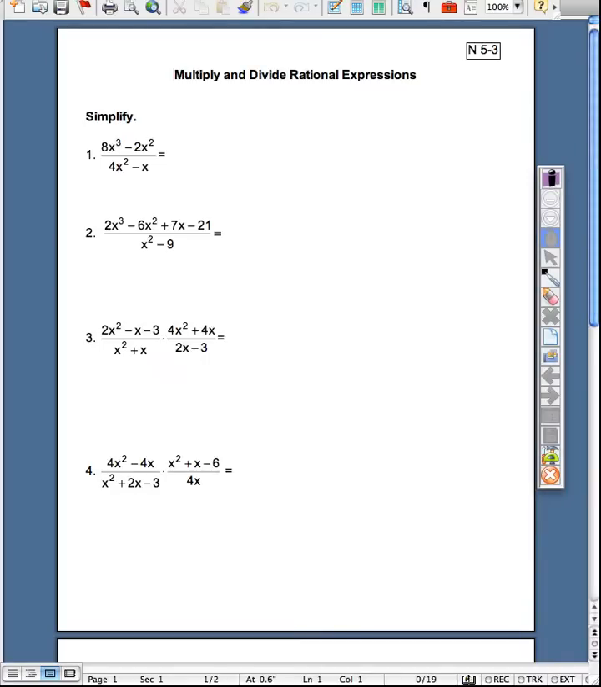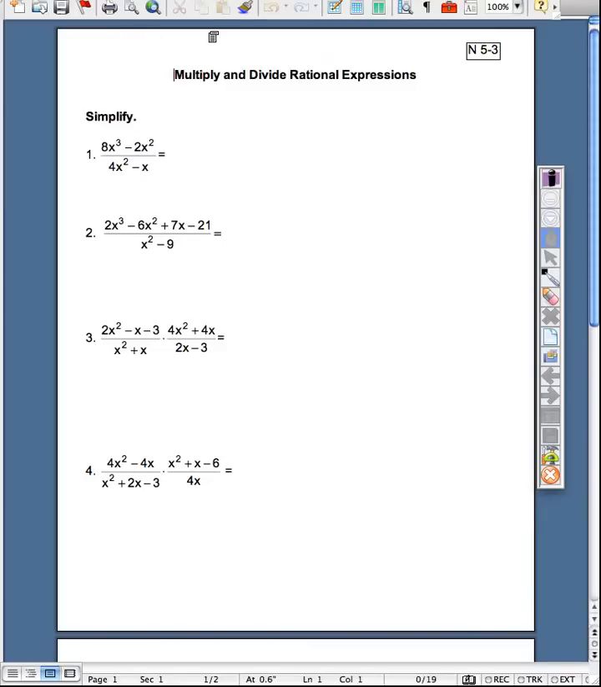All right, in this section we're going to learn why we reviewed factoring. We're going to multiply and divide rational expressions. Multiplication and division is easier than subtraction and addition because you don't have to worry about a common denominator. You need to be able to factor these rational expressions and simplify them, and then cancel out things that are identical in the numerator and in the denominator.